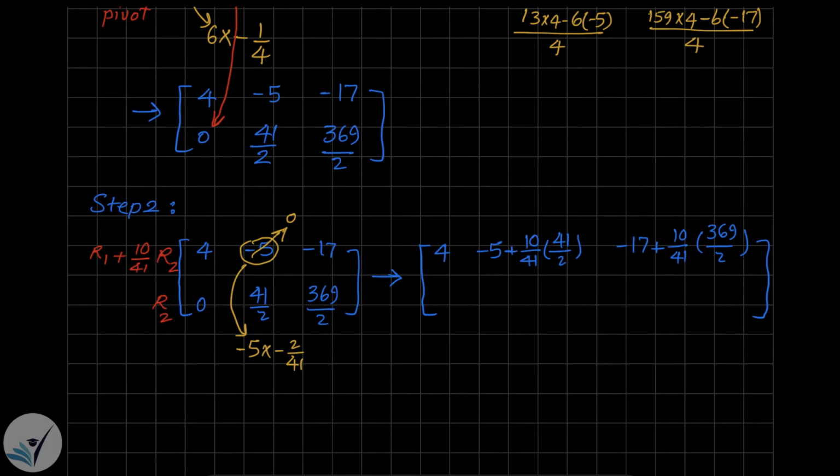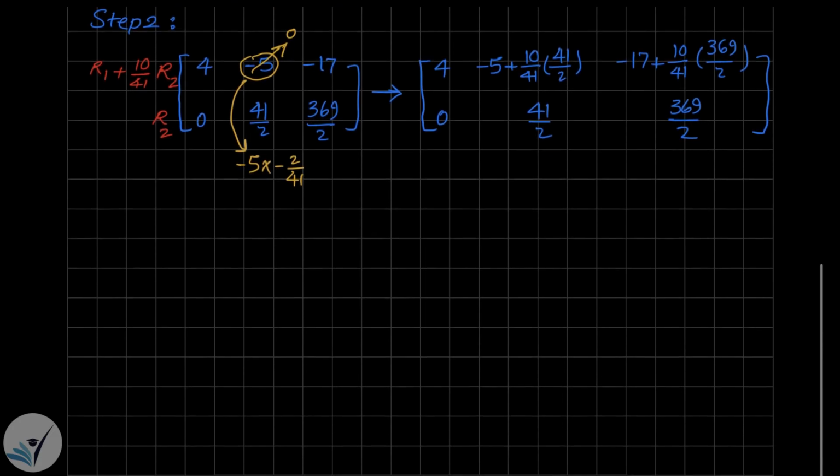On the second row, we have 0, 41 divided by 2, 369 divided by 2. I'll go ahead and simplify this matrix. So on the first row, we have 4. For the second entry, let's simplify this expression. 10 divided by 2 is 5. 41 and 41 cancel out. And the second entry would be 0.